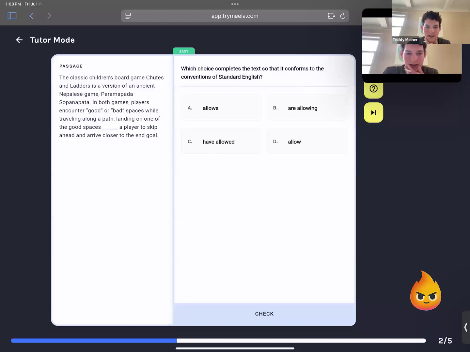All right, I see some D's and some A's. Mark, you said D. Why did you say D? Did you explain your reasoning to us if you're comfortable unmuting? Okay. Mark said he chose D because allows is plural.